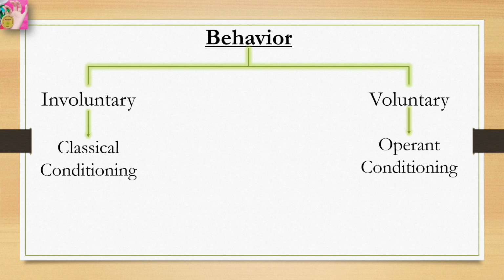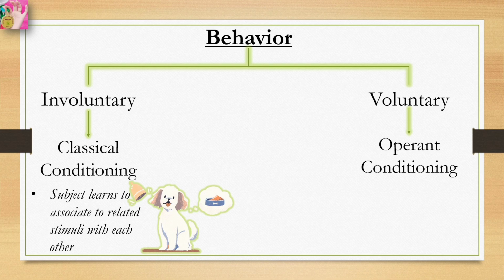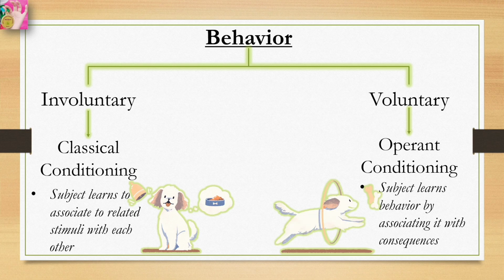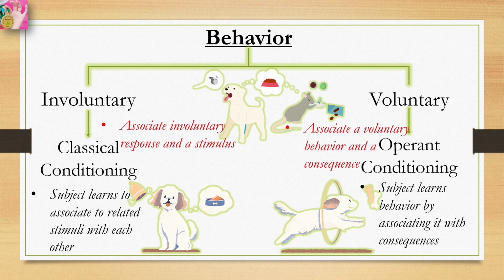Now, if we talk about the difference between classical conditioning and operant conditioning, in classical conditioning, the subject learns to associate two related stimuli with each other, whereas in operant conditioning, the subject learns behavior by associating it with consequences. Now, classical conditioning associates involuntary responses and a stimulus, whereas operant conditioning associates a voluntary behavior and a consequence.